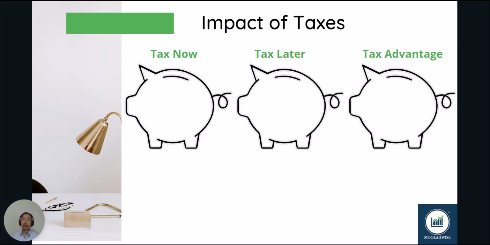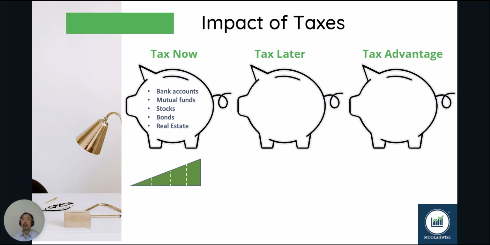In the USA, there's really three buckets of taxes where you earn your money. So the first bucket is called the tax now, and the second bucket is called the tax later, and the third bucket is called the tax advantage. So the first bucket is called the tax now, and all the accounts in this bucket are funded with after-tax money or gross amounts. And these type of accounts are bank accounts, mutual funds, stocks, bonds, real estate.